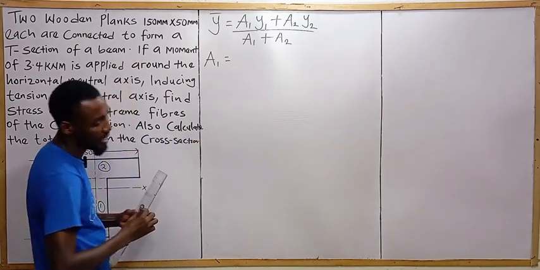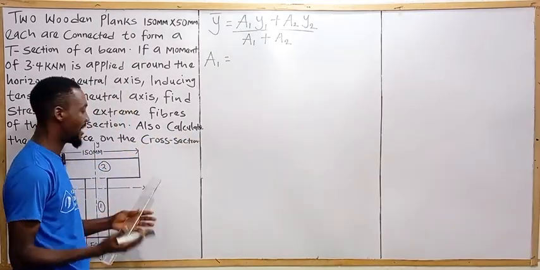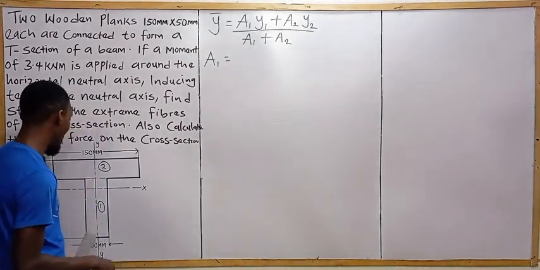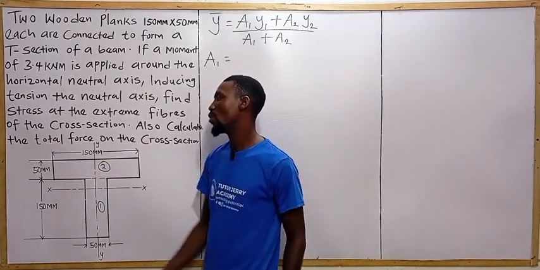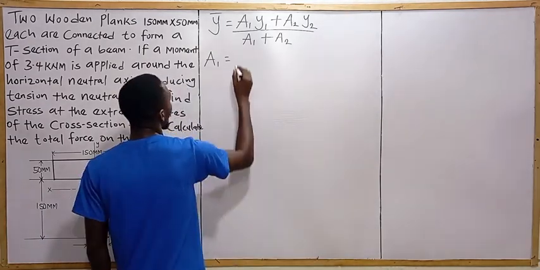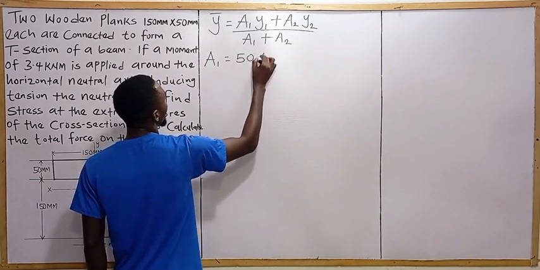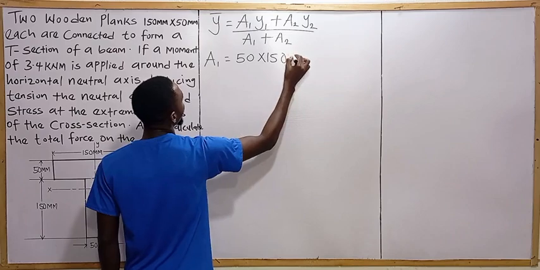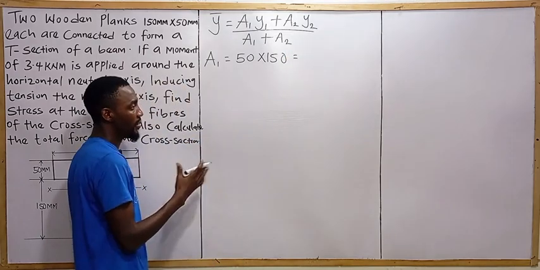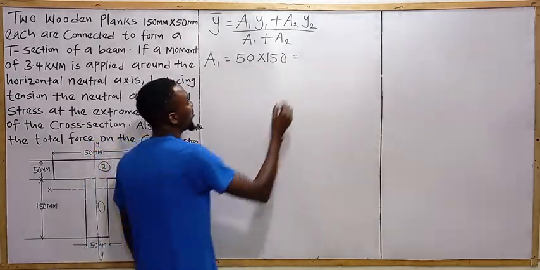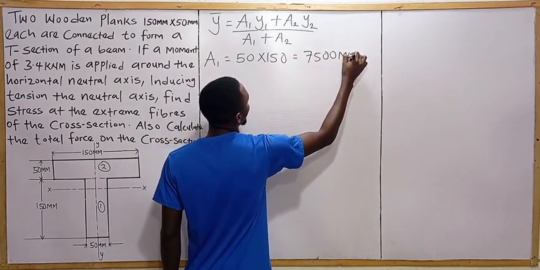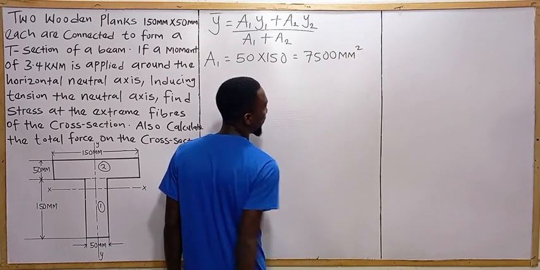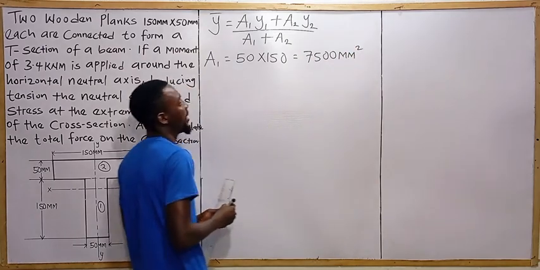The first thing we are going to do is to calculate the area of the first rectangle. We know the area of a rectangle is length times breadth, right? So here we are going to have 50 multiplied by 150. If you press this correctly, you are going to have 7,500 mm squared.